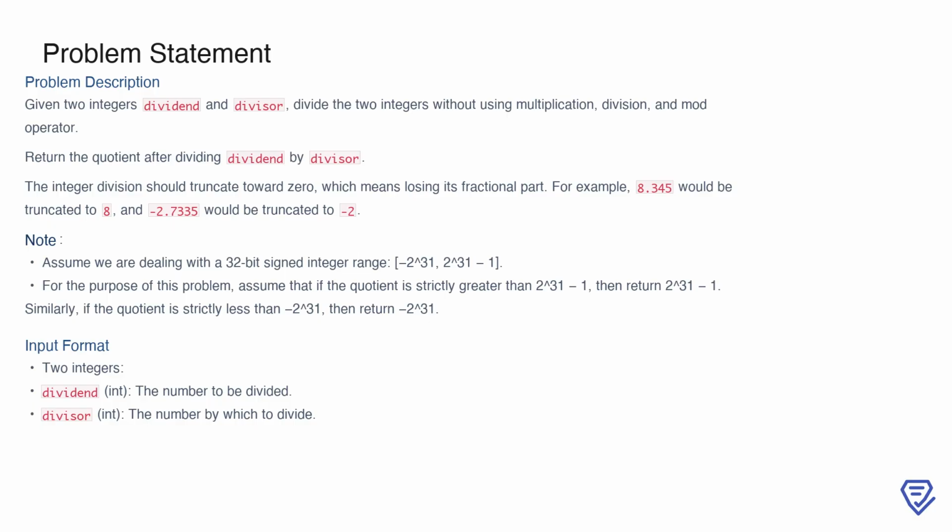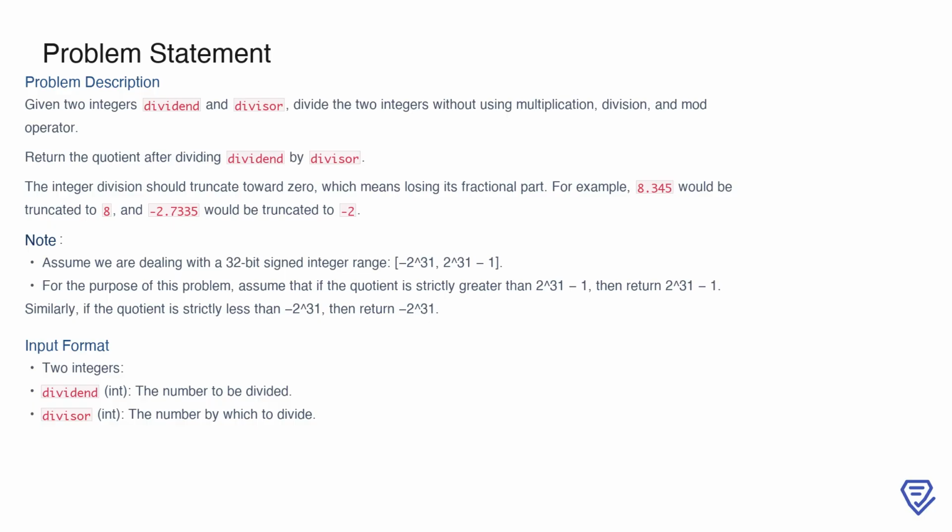2. Additionally, you need to consider the constraints of a 32-bit signed integer range, which is from minus 2 to the power of 31 to 2 to the power of 31 minus 1. If the calculated quotient exceeds this range, you must clamp it to these bounds. For example, if the quotient is larger than 2 to the power of 31 minus 1, you return 2 to the power of 31 minus 1, and if it is smaller than minus 2 to the power of 31, you return minus 2 to the power of 31.